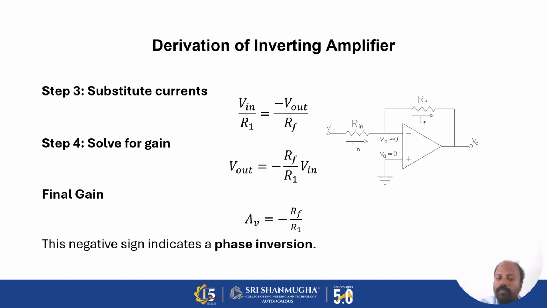From this we can identify the gain. We know output voltage is nothing but gain into input voltage. Since our output voltage is equal to gain into input voltage, gain is the multiplication factor of the input voltage, that is minus Rf by R1. That is the gain. The negative sign indicates the phase inversion. From the negative sign we can understand that the phase will be inverted. So when you give an input, the output will be the amplification, that is gain, multiplied by the input voltage.